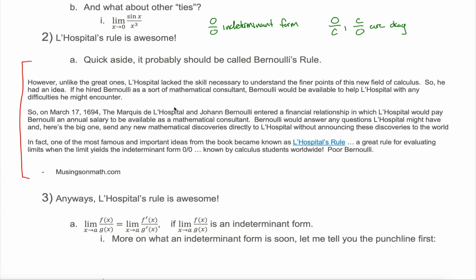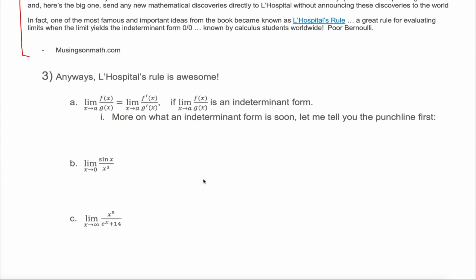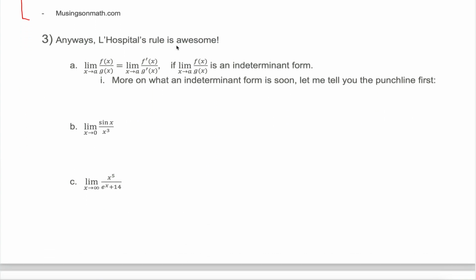And one such fact that probably should be credited to Bernoulli, since he's the one that supposedly came up with it, but instead is credited to L'Hopital, is this thing called L'Hopital's rule. Anyways, what's L'Hopital's rule? What L'Hopital's rule says is when you have an indeterminate form, and we're going to have a lot more on that later, but for now, ignore that fact. Just assume that we have an indeterminate form.